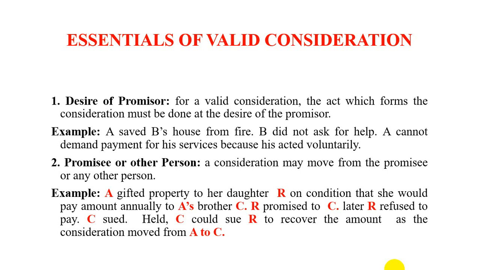شما example ببینین انشالله you will understand. Example: A saved B's house from fire. B didn't ask for help. A cannot demand payment for his services because he acted voluntarily. حالا در اینجا A از B تقاضای پرداخت پول کرده نمیتونه، چرا که عمل او voluntarily بود، رضاکارانه بود. چرا که B که promiser بود او آفر نداده بود.